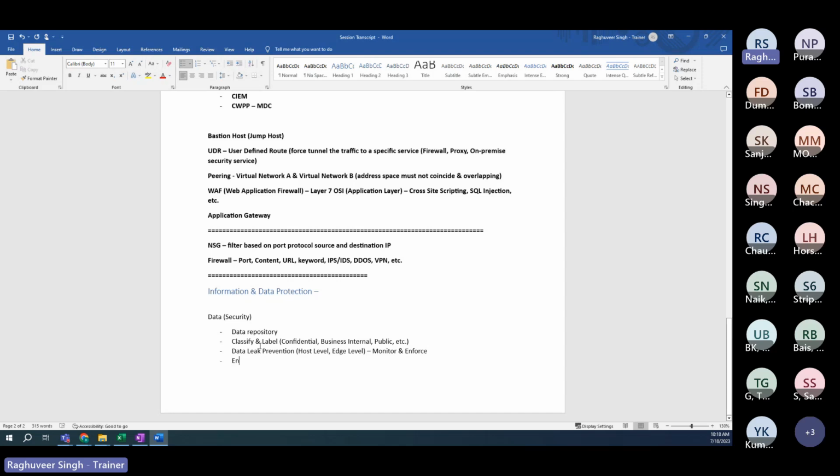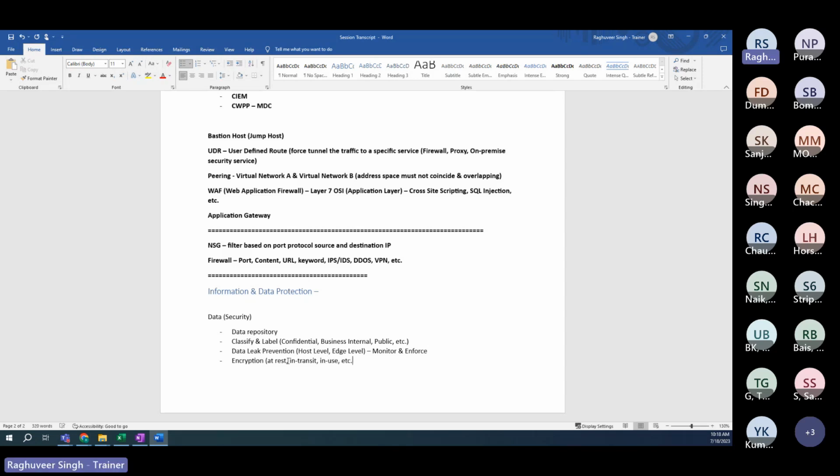Then after you have classified and labeled your data and applied the DLP controls, you will need to have encryption in place. You will need to encrypt your data, you will need to encrypt your files at rest, I'm saying, when those files are stored in a disk or in a storage account. So encryption at rest, encryption in transit, and also encryption in use.